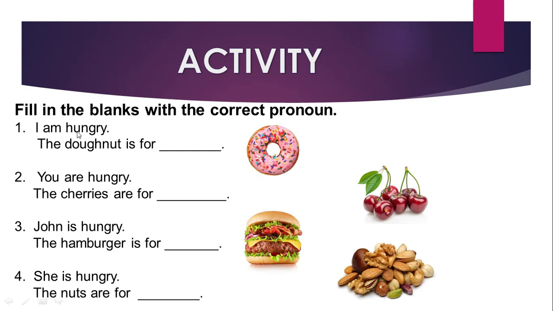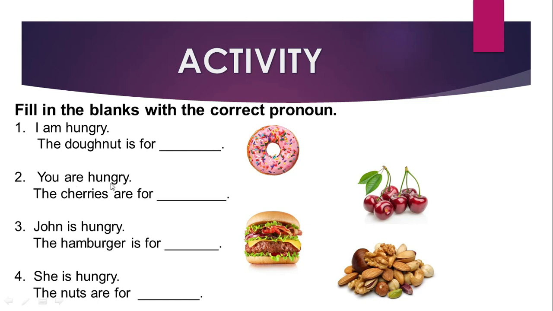I am hungry. Now see, what is the subject? You are the subject. You are talking about yourself. I am hungry. The donut is for dash. Now I am hungry, so definitely the donut is going to be given to me. So what should the answer be over here? You can't say I am hungry, the donut is for I. No, it will be wrong. So I undergoes a change, and it changes into a different pronoun. Just think about it, then I will tell you the answer.